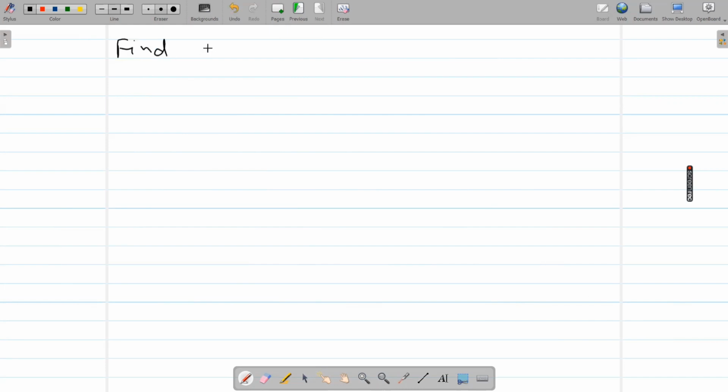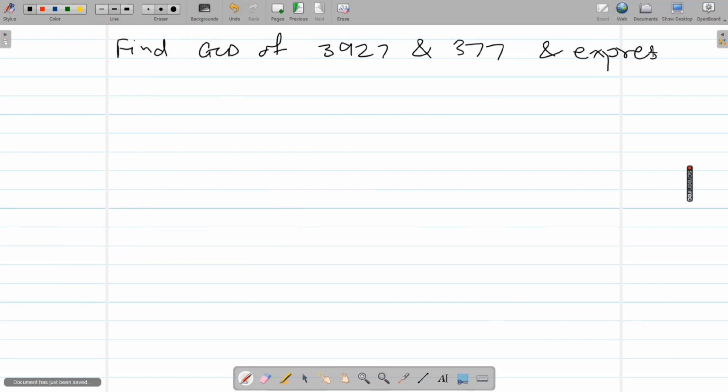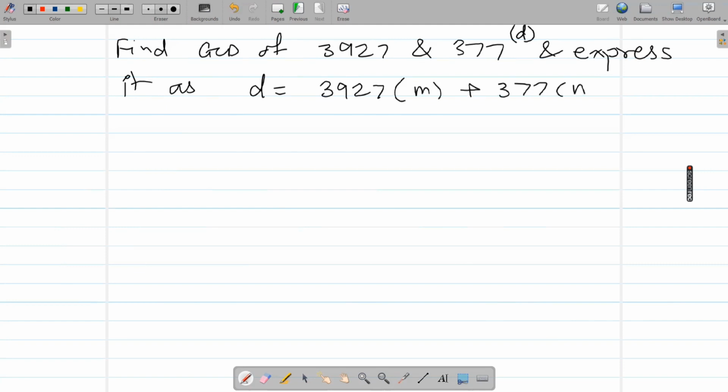Find the GCD of 3927 and 377 and express it as D is equal to, let us call the GCD as D, 3927 times M plus 377 times N. So we basically want to represent or express the GCD as a linear combination of the given integers. So let us apply the Euclidean algorithm.